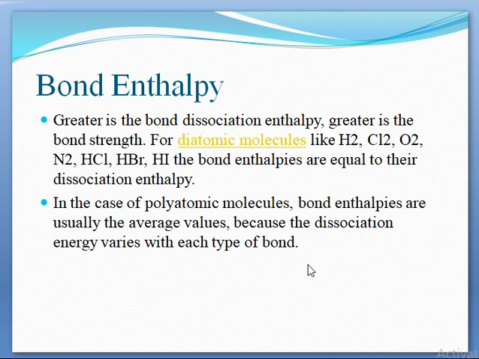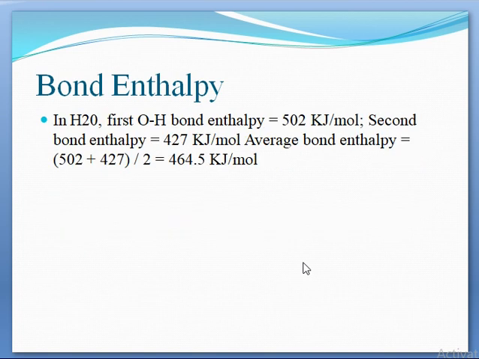In the case of polyatomic molecules, bond enthalpies are usually average values because the dissociation energy varies with each type of bond. In the H2O molecule, the first O-H bond enthalpy is 502 kilojoules per mole and the second bond enthalpy is 427 kilojoules per mole. The average bond enthalpy is 464.5 kilojoules per mole.